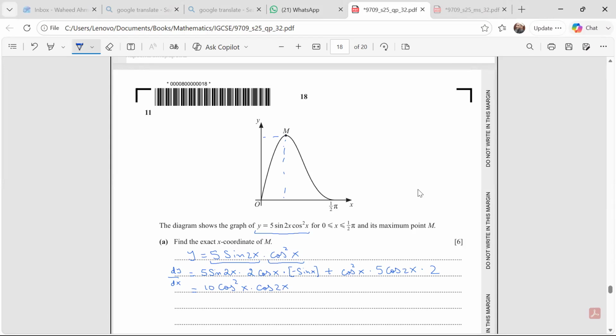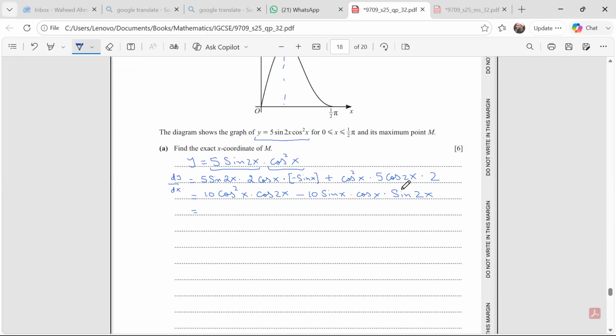And this would be negative, and 5 times 2 is 10, and sin x into cos x, into sin 2x. Am I right? I have included everything negative. 5 times 2 is 10 is considered. I have three terms, one is sin x, one is cos x, one is sin 2x. I have done everything. Now I have to equate this expression to 0 and find the value of x.